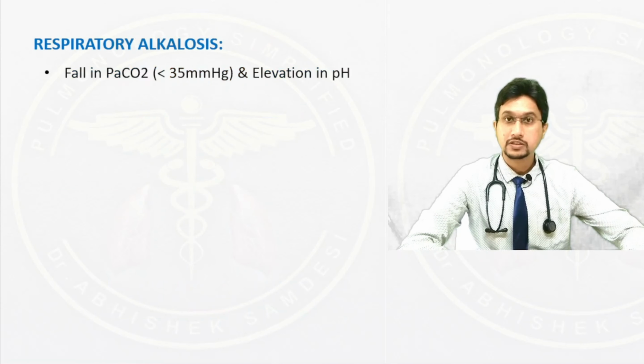So when do we call respiratory alkalosis? We call it respiratory alkalosis when the carbon dioxide in the arterial blood is less than 35 mmHg associated with increase in pH. This is called as respiratory alkalosis.